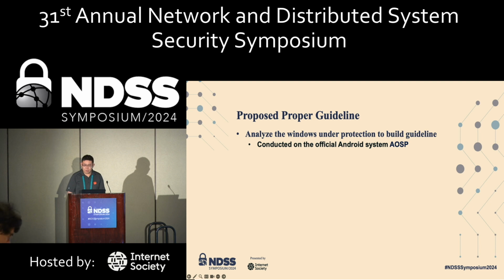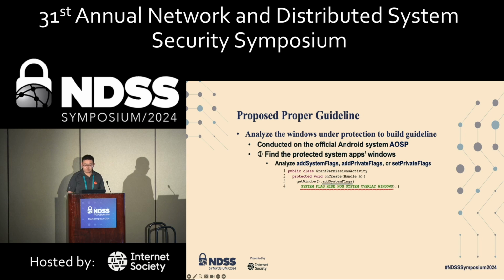To demystify why a system app's window requires protection against the overlay attack, we perform an in-depth analysis on the windows under protection in the recently released official Android system, AOSP. The process includes 3 steps. In the first step, we find the protected system apps windows. Since the windows call addSystemFlags, addPrivateFlags, or setPrivateFlags, and pass the value of the flag to these APIs to enforce protection, we analyze these APIs and their arguments to identify the protected windows.